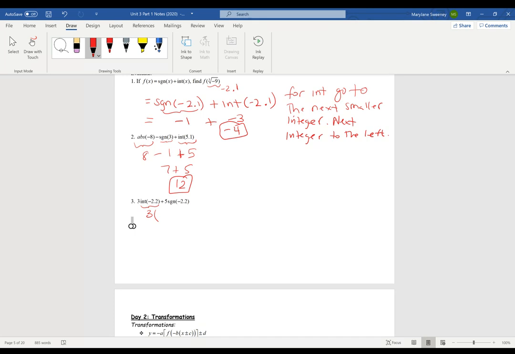Now, INT of negative 2.2. INT, remember you go to the next integer to the left. So if you were on a number line, the next integer to the left of negative 2.2 is negative 3. Plus 5 times SGN of negative 2.2, which is negative 1, because remember, signum of anything negative is negative 1. So this is negative 9 plus negative 5, which is negative 14. Okay, that's it for day 1.